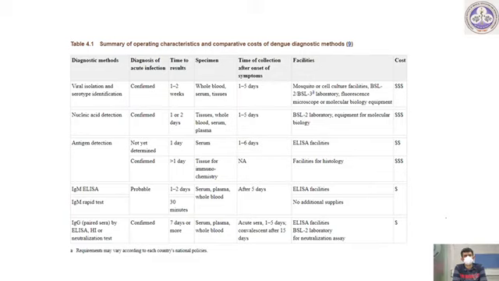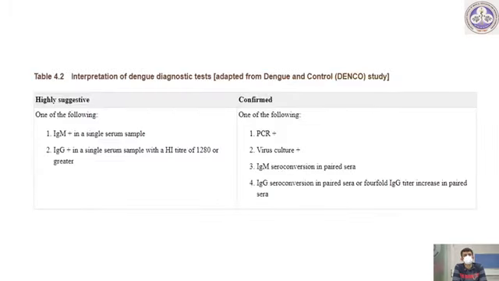Then we have nucleic acid detection, antigen detection, IgM ELISA, IgM rapid tests, and IgG paired serum. A point to note from this is that dengue infection can be confirmed only by nucleic acid detection, viral isolation, or paired sera. That is, if we are able to demonstrate a 4-fold increase in titer of IgG antibodies in paired sera, then we can confirm it. Otherwise, all other diagnostic modalities, including the antigen tests and antibody tests, only give a probable diagnosis. So, what is the interpretation of dengue diagnostic tests?